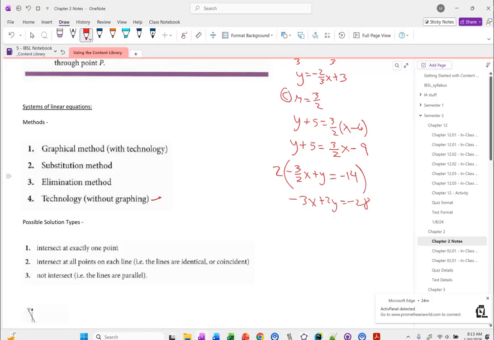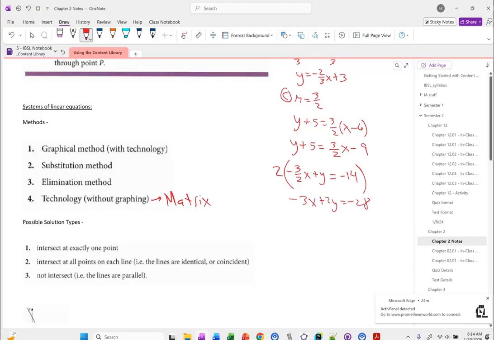What are we really saying here? What would that technology have been? What would you use on your calculator to solve a system of linear equations if you weren't going to graph them? Yes, a matrix, specifically using the RREF command.